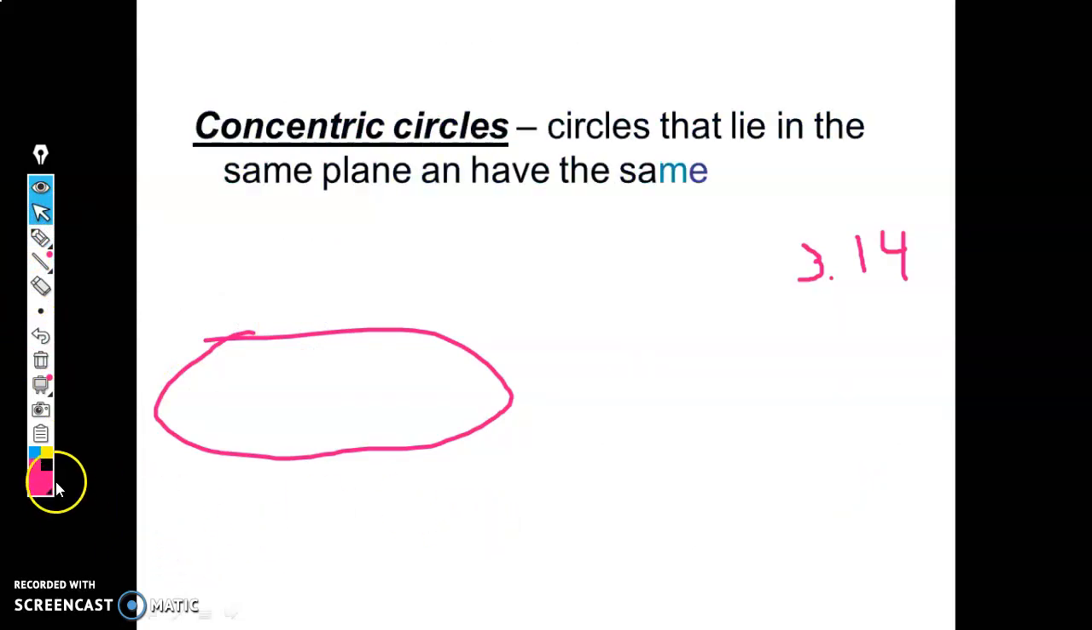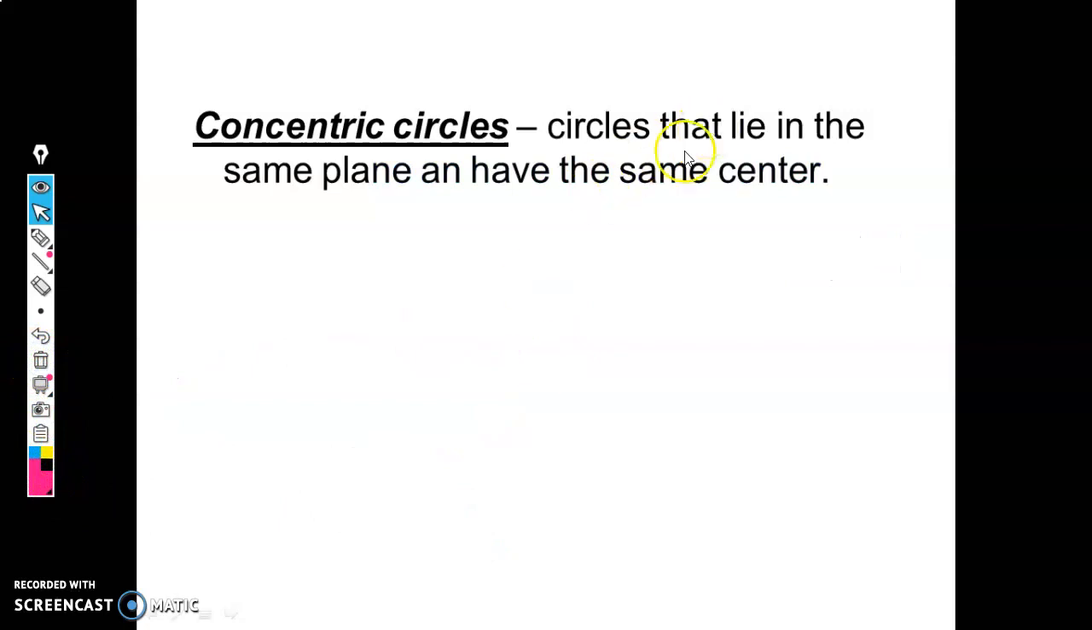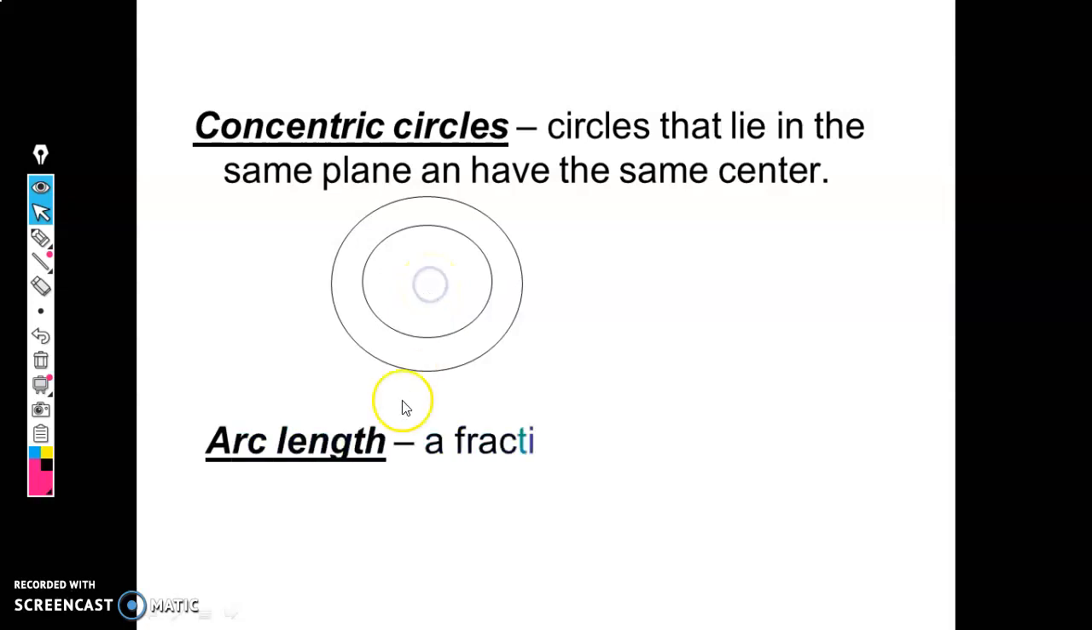All right, but before we get to that, this is just some random vocab word. In case you are interested, concentric circles are circles that lie in the same plane and have the same center. So these two circles will be concentric because their center is the same.